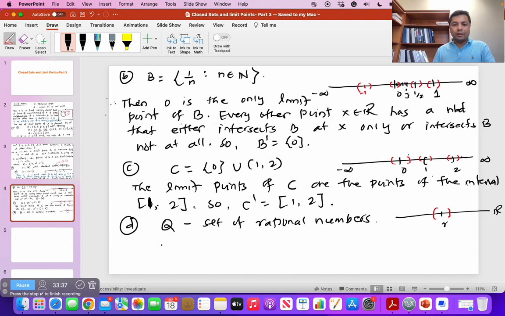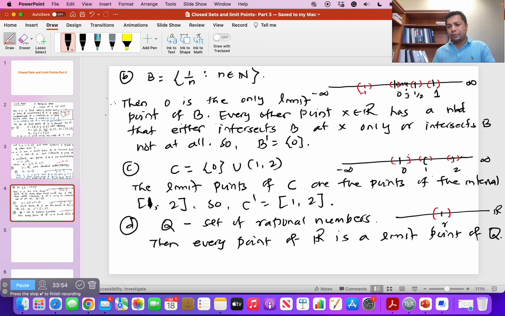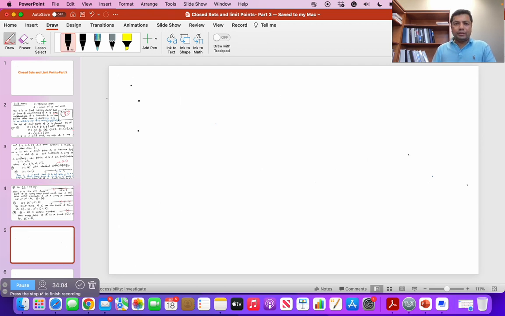Then every point of R is a limit point of Q. Again, Q is the set of rational numbers here. So Q prime is R. Okay, now here is one more example.